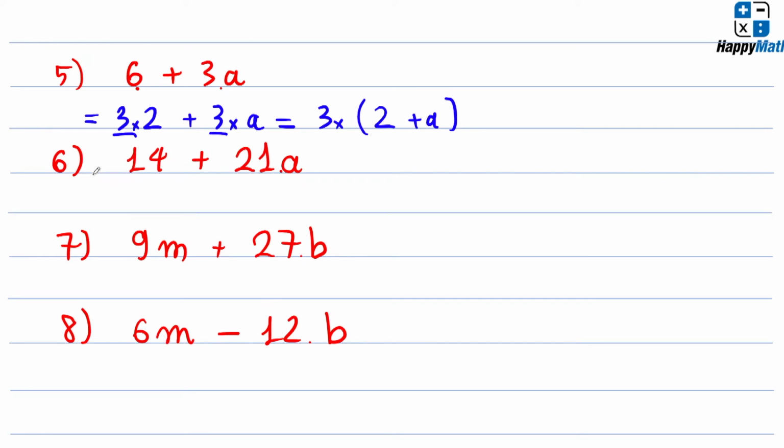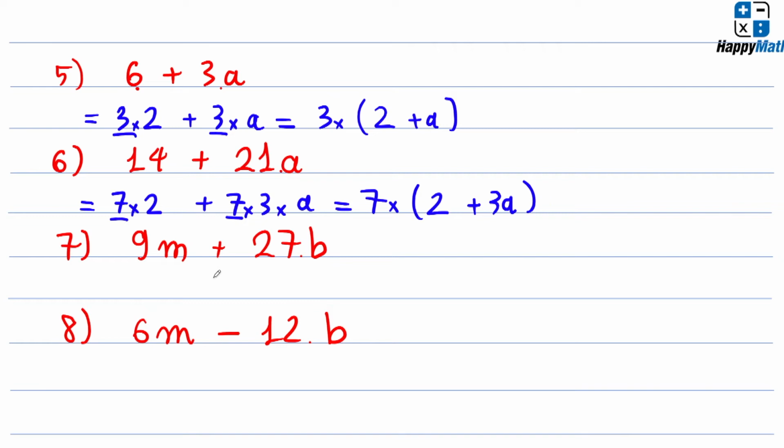And the next question, 14 plus 21a. So what is the common factor? If I write it like this, I don't see the common factor. I have to change something. 14, I write as 7 multiply 2. 21, I have 7 multiply 3 multiply a. So after this, I can easily see the common factor is 7. I take 7 outside and inside the bracket you get 2 plus 3a. That's all. And the next one, you have 7.